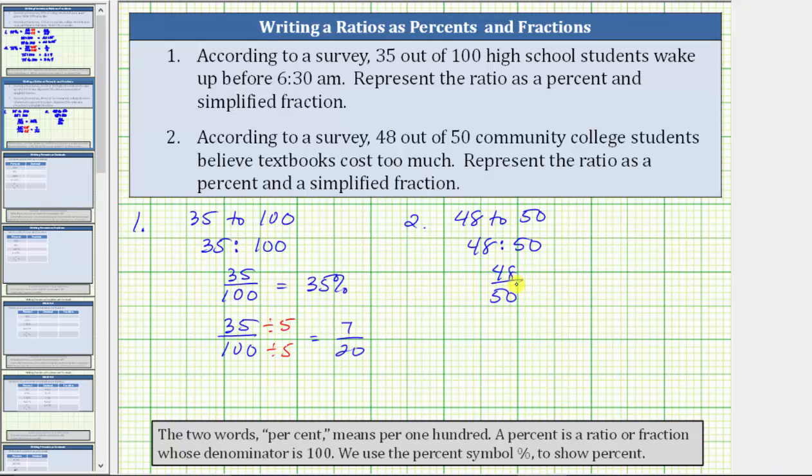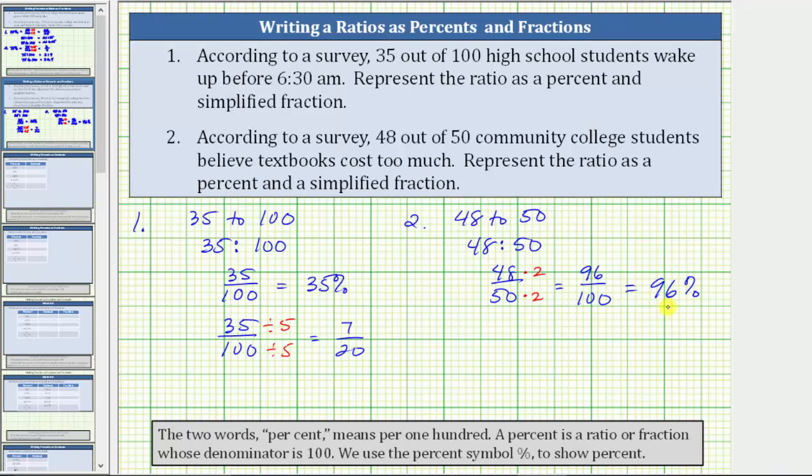as well as using a fraction bar as 48 over 50. To help us write the percentage though, let's rewrite the ratio or fraction of 48 over 50 with the denominator of 100. To do this, we multiply 48 by 2 and 50 by 2. 48 times 2 is equal to 96. 50 times 2 is equal to 100. We have the ratio of 96 to 100, or the fraction of 96 hundredths, which is equal to 96%.